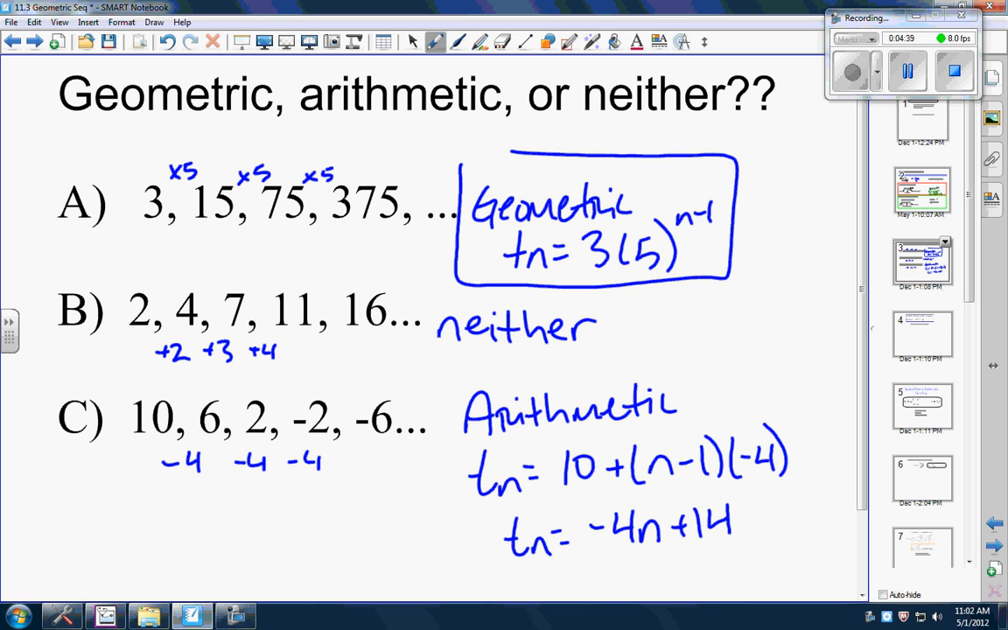First term of 3, ratio of 5 to the n minus 1. Next one's a neither. Not saying we can't come up with an equation for this. It's actually more of a quadratic, but it's neither geometric nor arithmetic. Okay, there's no ratio in between these. And last one here is clearly arithmetic. Common difference is -4. So I gave you that equation there. If you went ahead and simplified it, you'd get to this. So we could easily find the 700th term if we desired.